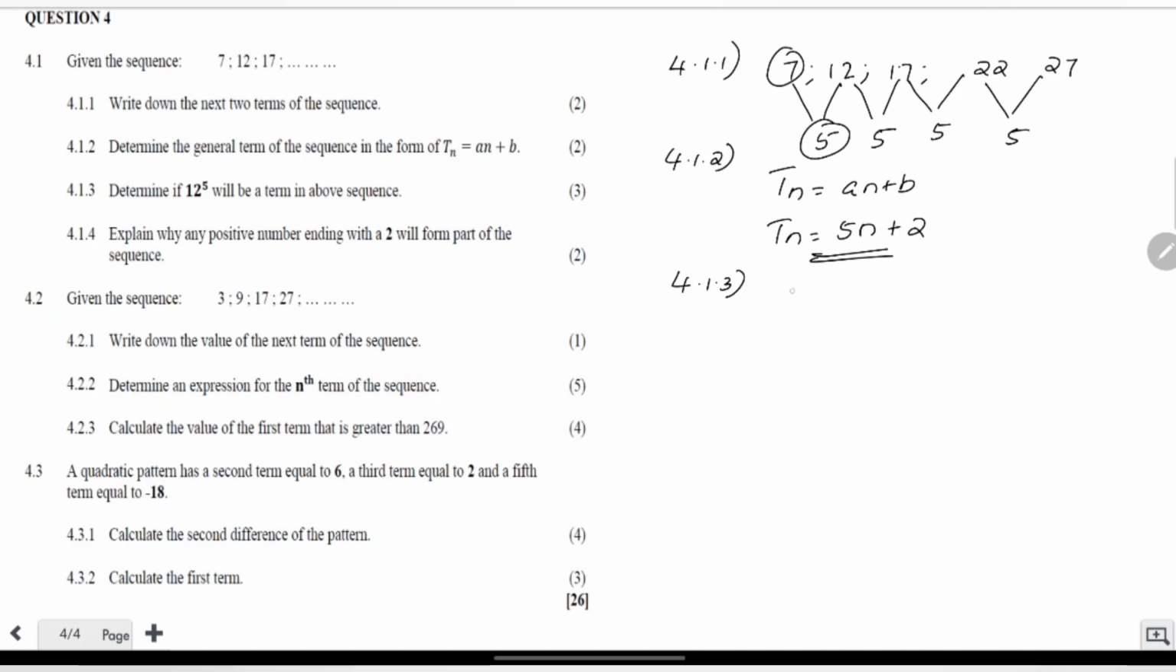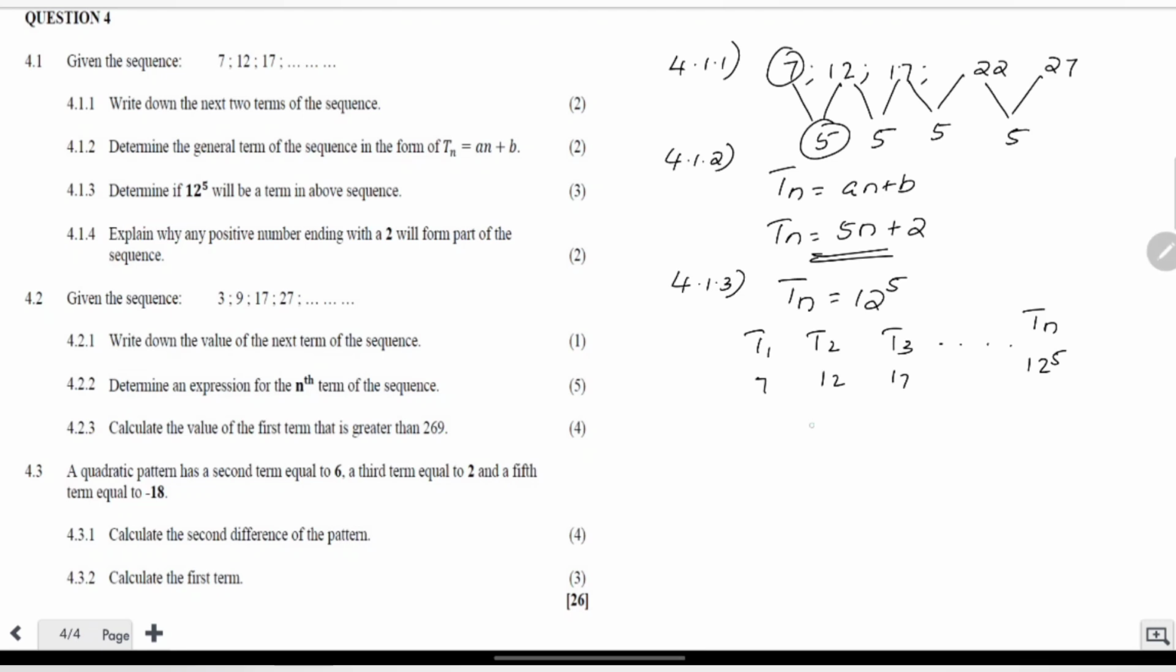4.1.3. We don't know which term that is. So you use the general term: Tn is equal to 12 to the power 5. This is how you have to write. Clear? We don't know which term that is, so we can make use of the idea of the general term. T1 is 7, T2 is 12, T3 is 17. If it continues like that, there is a term 12 to the power 5. Which term? So we just write Tn. Let Tn be 12 to the power 5.